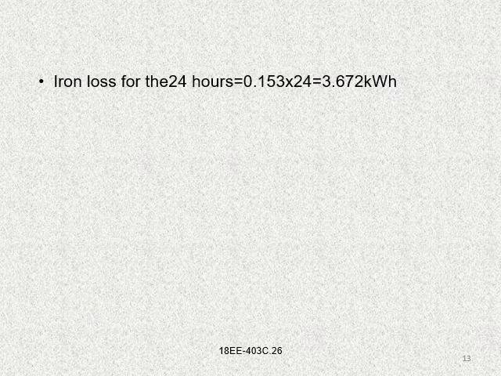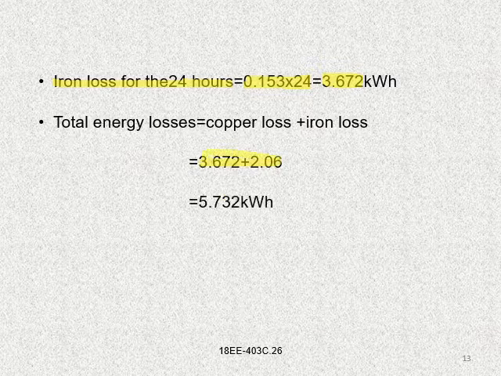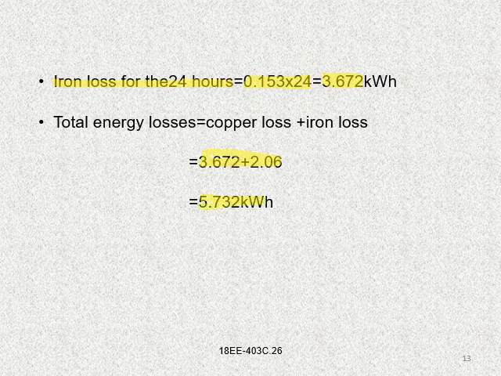Now finding the total iron loss for 24 hours, directly multiplying 0.153 into 24 gets 3.672 kWh. We have the output in kWh and the losses in kWh for copper and iron. Now we need to find the input. The total energy loss is equal to copper loss plus iron loss. The copper loss is 2.06 and iron loss is 3.672, giving a total of 5.732 kWh.